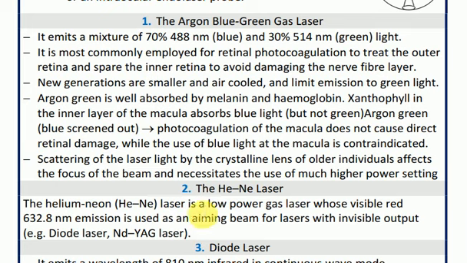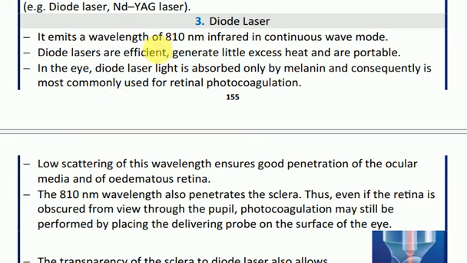Helium neon laser, a low power gas laser with visible red 632.8 nanometer emission, is used as an aiming beam for lasers with invisible output. So it is used in Nd:YAG laser and diode laser. Diode laser emits a wavelength of 810 infrared in continuous wave mode, is efficient, produces little excess heat, is portable, and is absorbed only by melanin, so it is most commonly used for retinal photocoagulation.